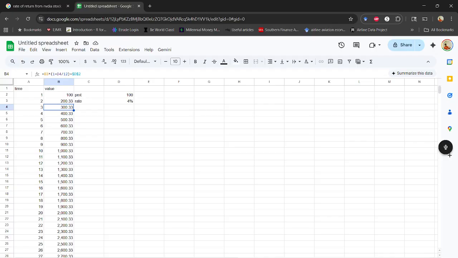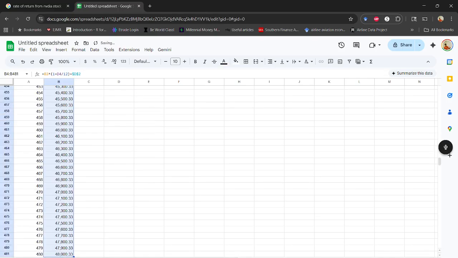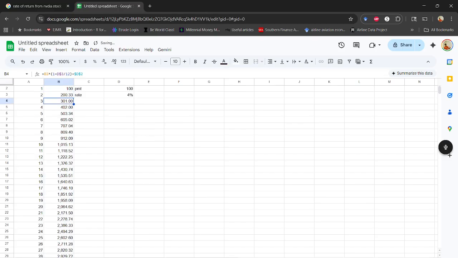Now we will see that the rate constantly changes. So we have to fix the cell D3 and then we can paste it. There we go. So we have seen small changes. So it becomes 301, 402, 503, and so on. And so at the end of the 480th period, we have $118,000.